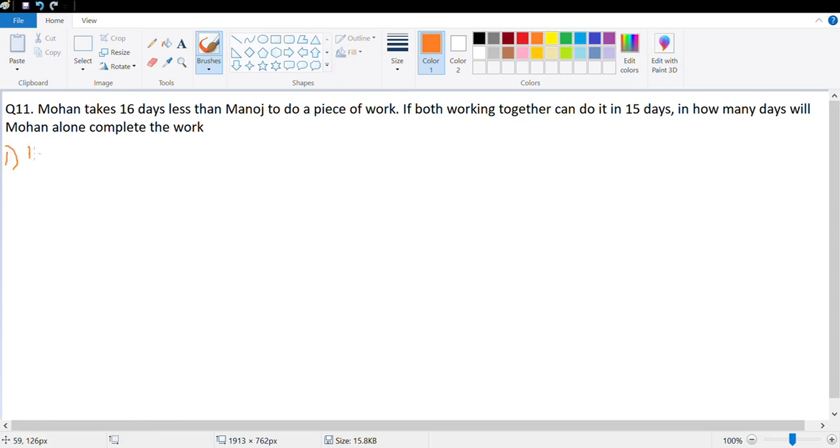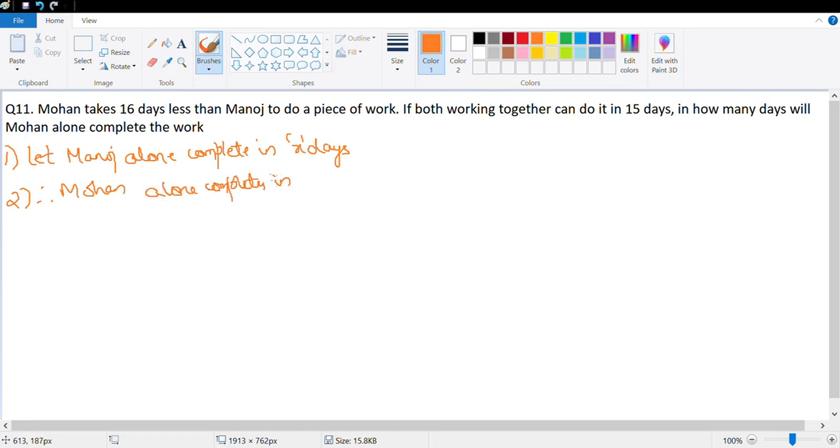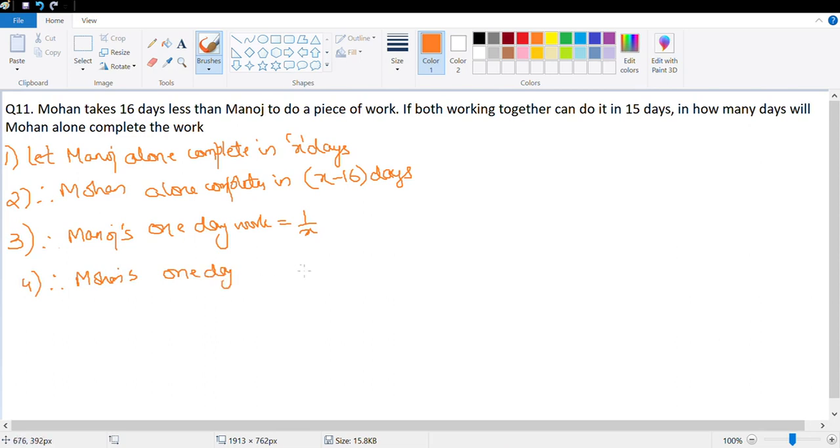Okay. So let Manoj alone complete in X days. Therefore, Mohan alone completes in 16 days less, which means X minus 16 days. Let's calculate 1 day's work. Therefore, Manoj's 1 day work is equal to 1 upon X. Similarly, Mohan's 1 day work is equal to 1 upon X minus 16.